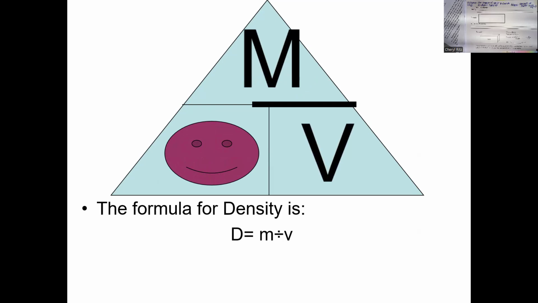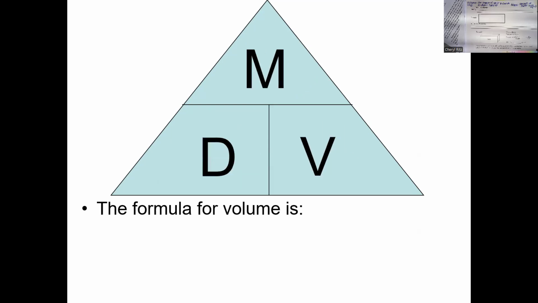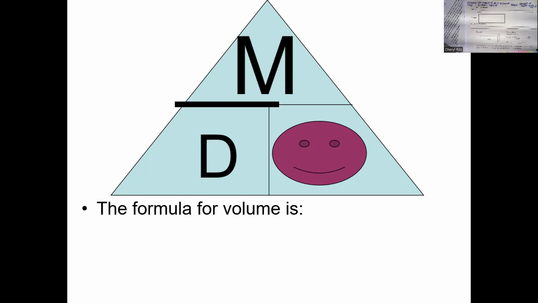And there's one left. If you want to find volume, you cover up the V. And what's the formula? V equals M over D. Easy enough? Okay, so you're going to have to be able to do that.